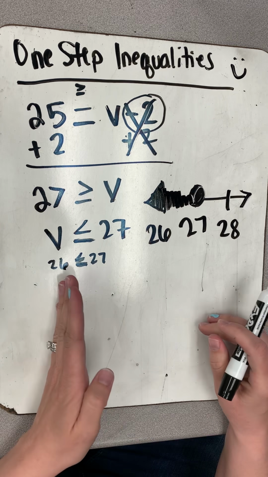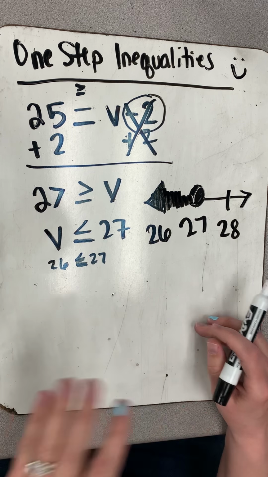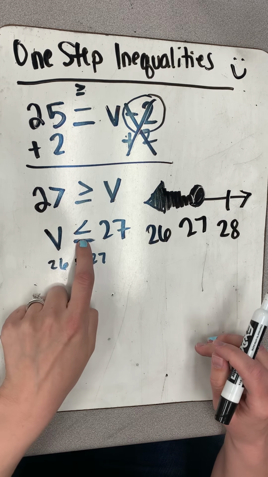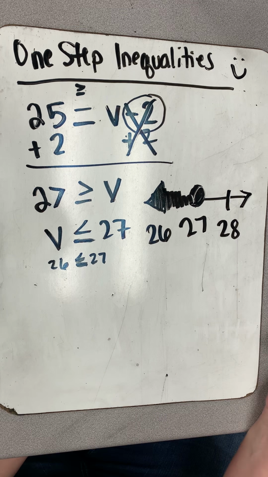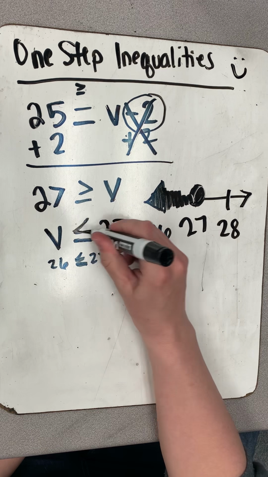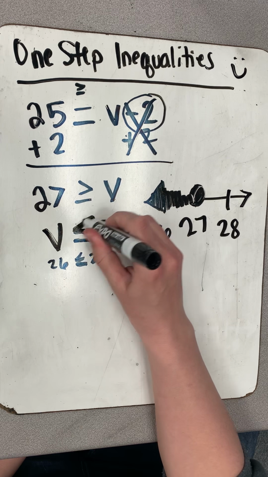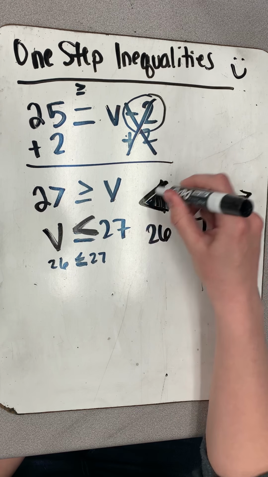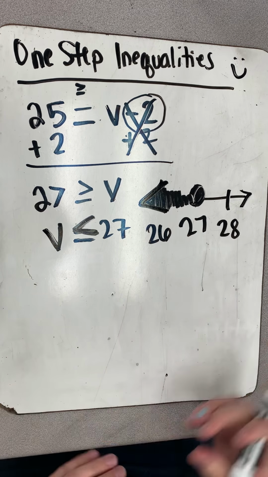I don't care if it's 26, 25, 24, 23, 22, 21, so on and so forth, all the way to negative 100. It is less than or equal to 27. So that would make it true. Also, that trick that I showed you guys yesterday, as long as your variable is on the left-hand side, that arrow kind of shows you which way you're going. So that's one example. Let's do another one.